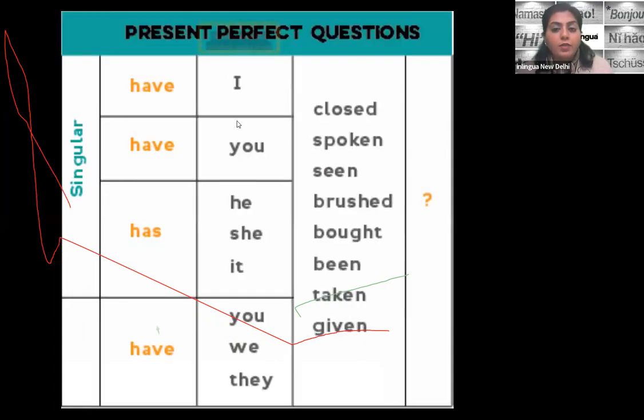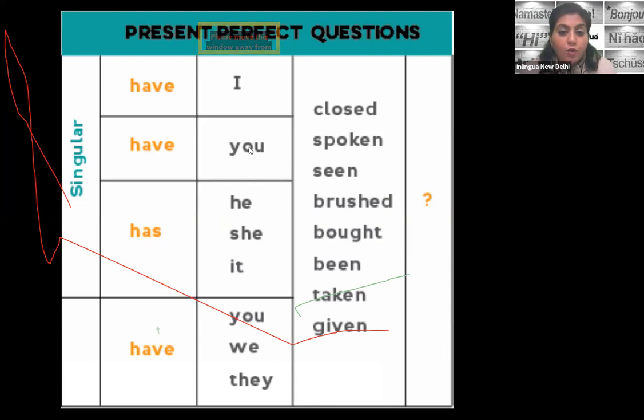Now we come to the yes and no questions. These questions start with have or has. Have you spoken to your mom? Has she bought a new car? Have you given money to the helper? Has it rained today? Have you seen my wallet? Has he brushed his teeth?